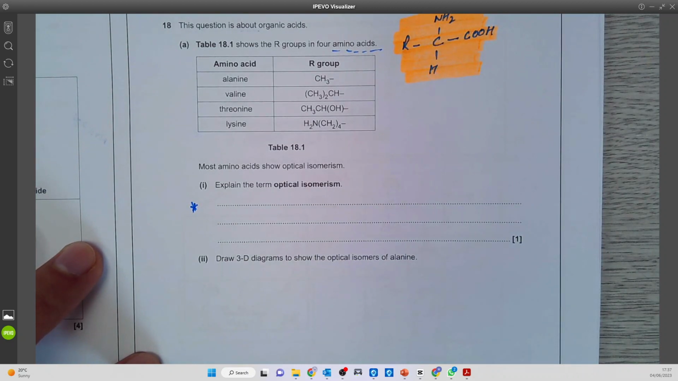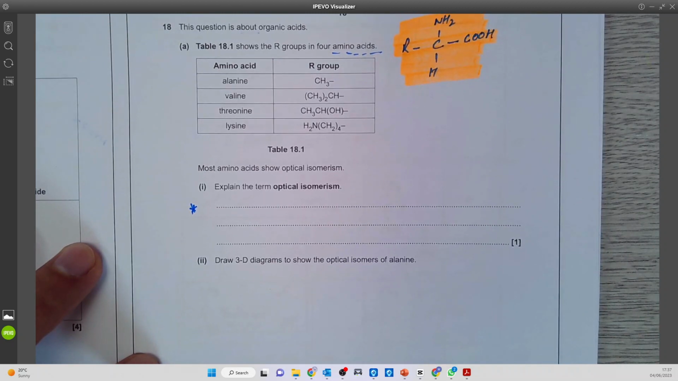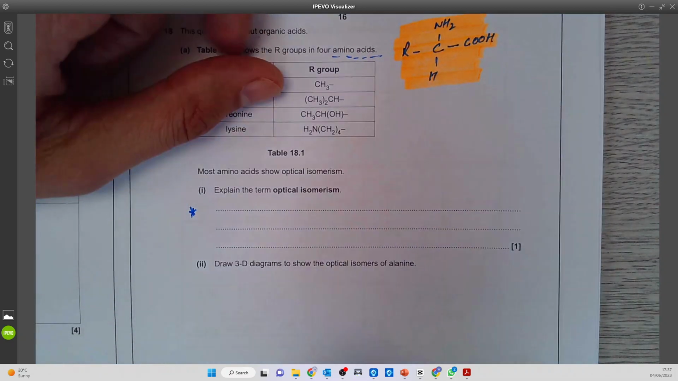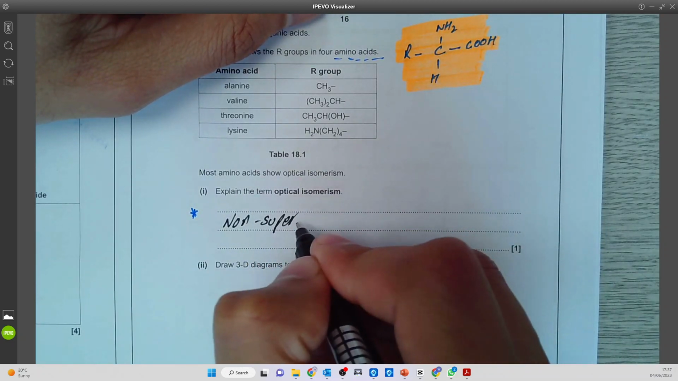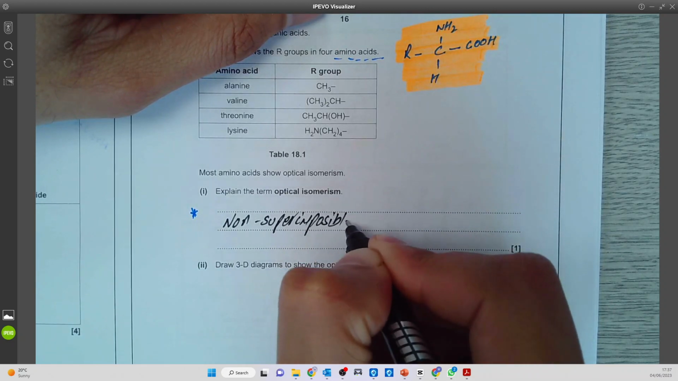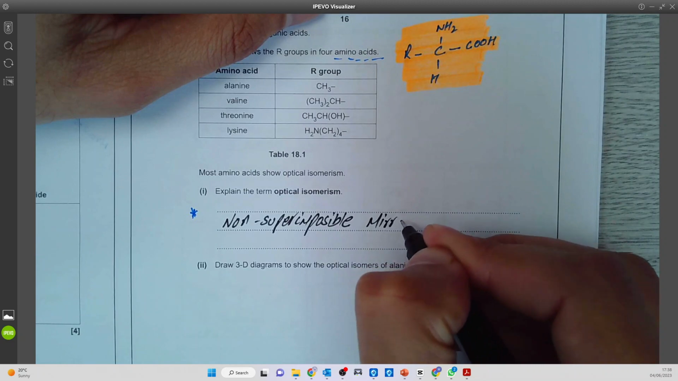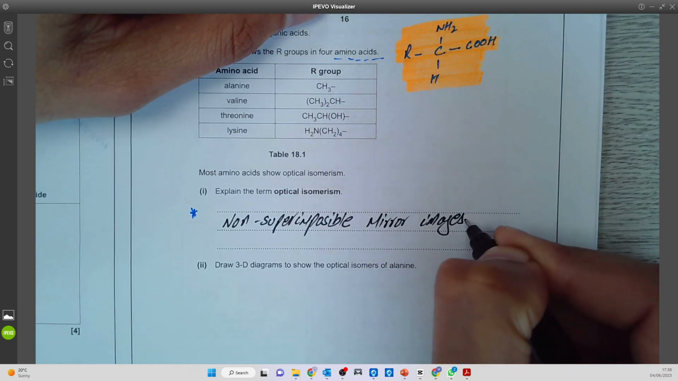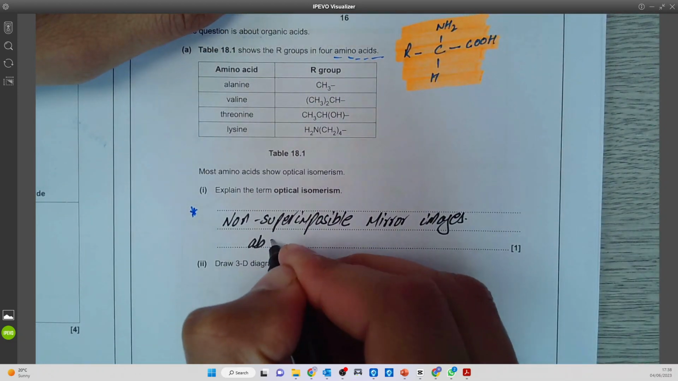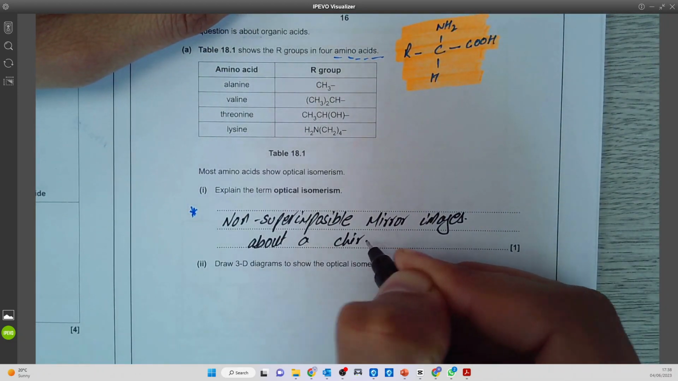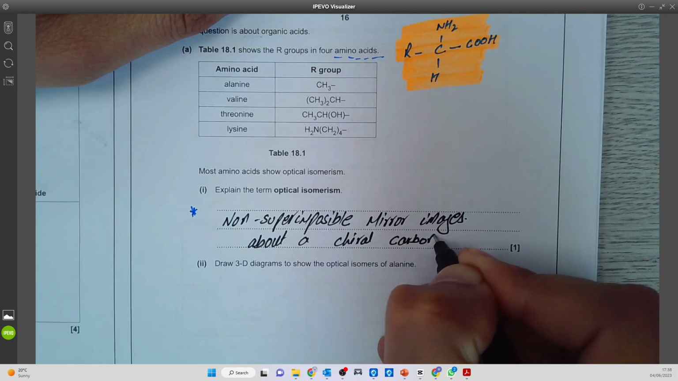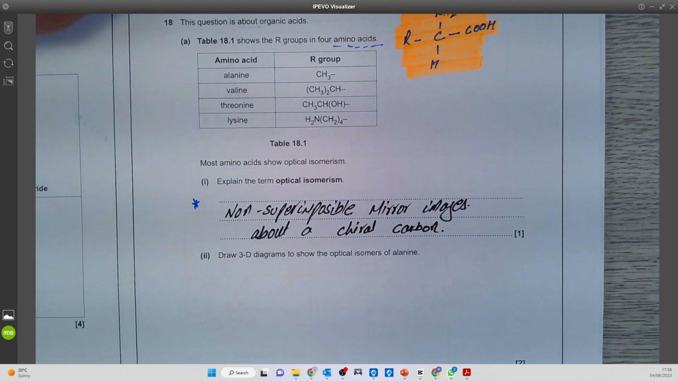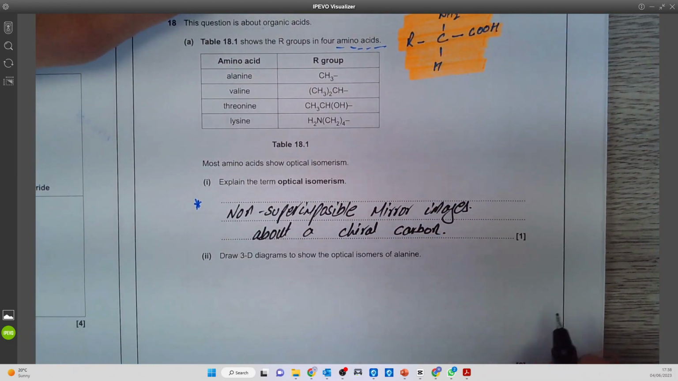It says, what do we mean by the word optical isomerism? Let's write down: non-superimposable mirror images about a chiral cell. It says draw 3D diagram to show optical isomers of alanine.